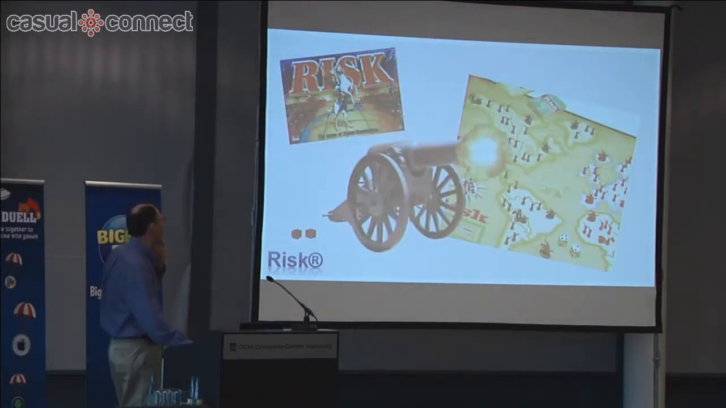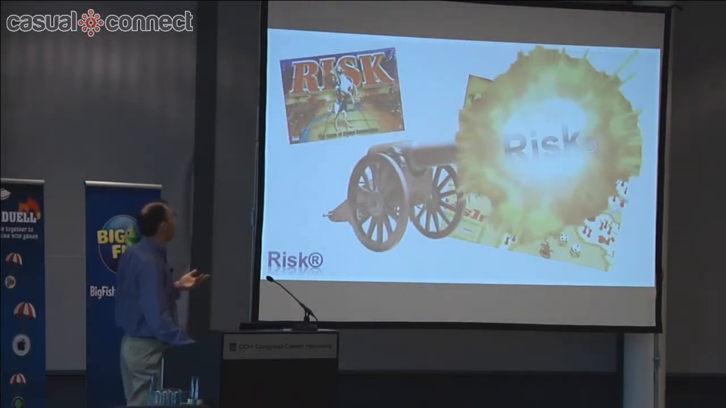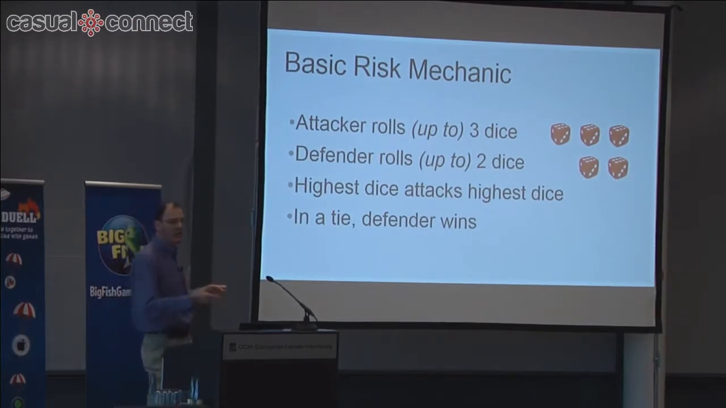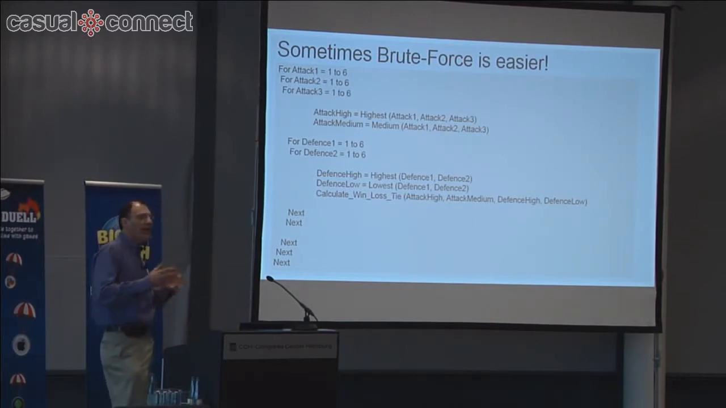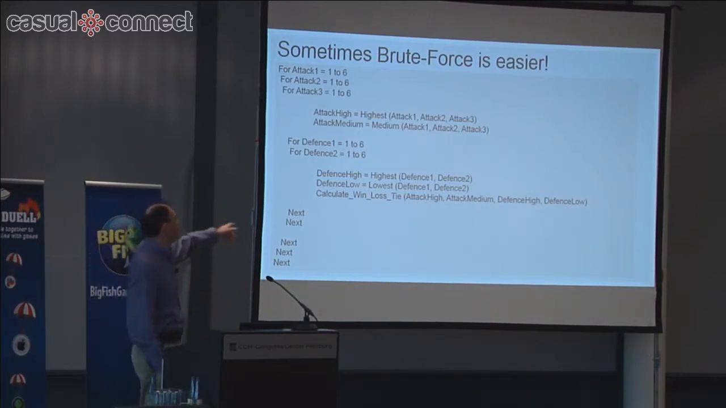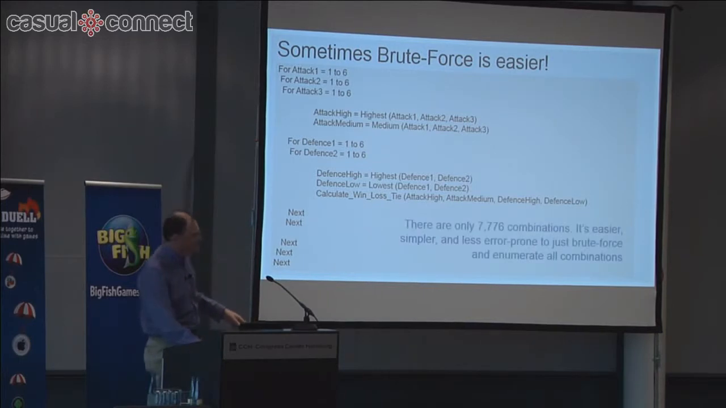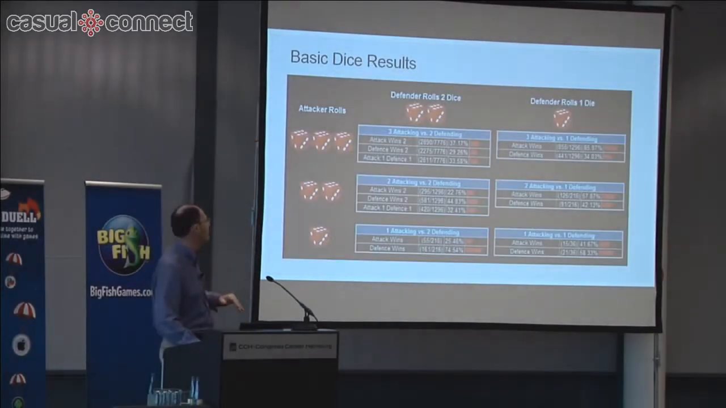Risk, another dice game that comes along. Here in the game of Risk, the attacker rolls up to 3 dice, the defender rolls up to 2 dice. Sometimes brute force is easy, rather than trying to work out this huge probability tree. At the end of the day, there are only 7,776 combinations. So why not just work through all the combinations and work out who's going to win and who's not going to win?